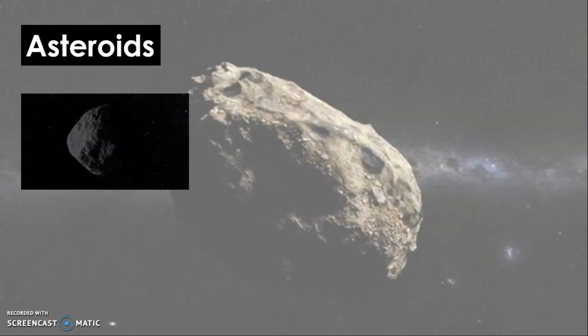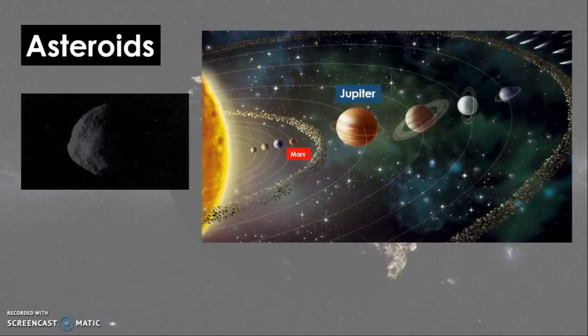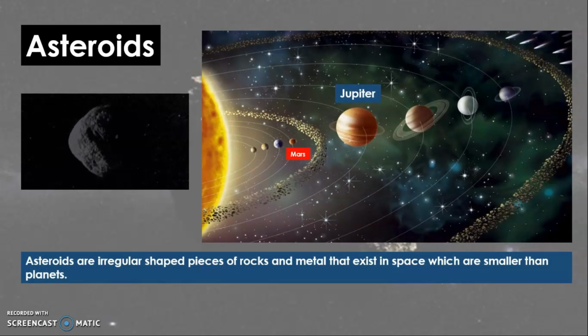What about asteroids? Asteroids are irregular shaped pieces of rocks and metal that exist in space, which are smaller than planets. So it's quite big, but still smaller than any planets in solar system. Did you get it? Nice.